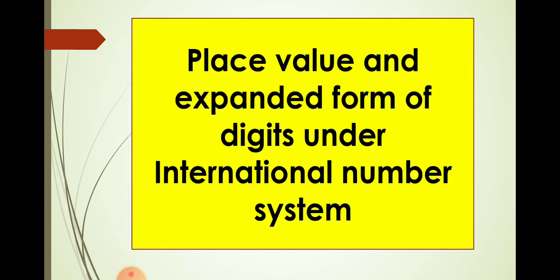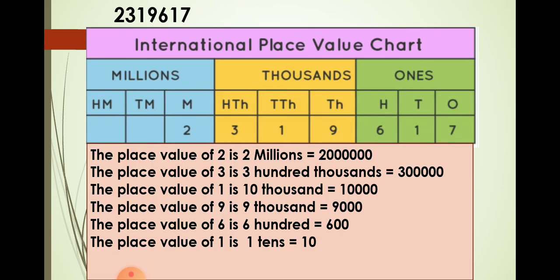Now, what is place value and expanded form under the international number system? Here I have again taken an example of a number, that is 2319617. To find the place value of this number, I have put the digits starting from the right side in the international place value chart. 7 goes below 1, 1 goes below tens, 6 goes below 100, 9 goes below 1000, 1 again goes below 10,000, 3 goes below 100,000, and 2 goes below million.